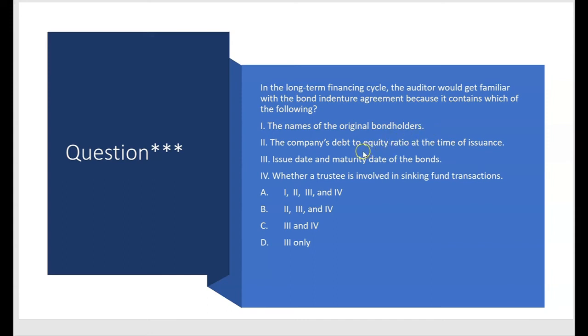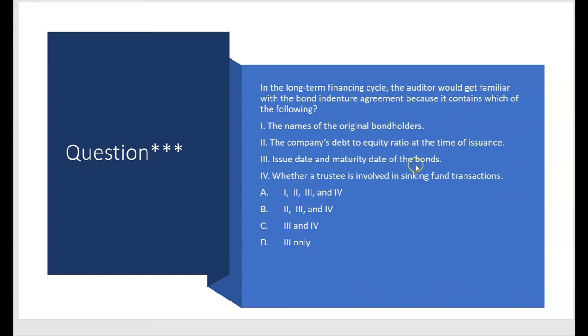2, the company's debt to equity ratio at the time of issuance. Be careful because there would be possibly a debt covenant with regard to the debt to equity ratio, and it might say that the company has to maintain a certain debt to equity ratio at all times. But the current debt to equity ratio, the one at the time of issuance, wouldn't be in the bond indenture agreement. So 1 and 2 are out.